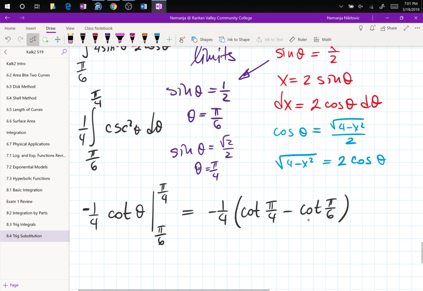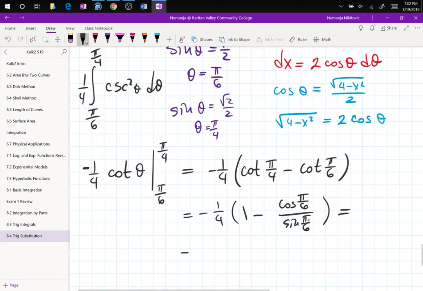So now what's the cotangent of pi over 4? 1. Negative 1/4, and that's 1, minus the cotangent of pi over 6, which is? Not 1. If you don't know, you will write cosine of pi over 6 divided by sine of pi over 6, and you better know this one.